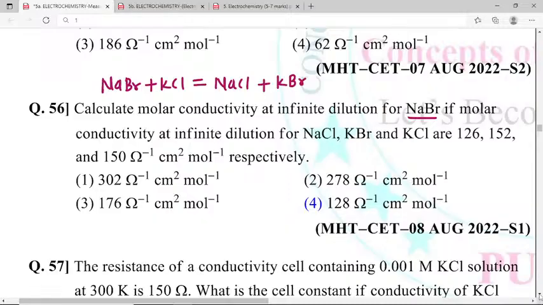So we have to calculate the molar conductivity of NaBr. So lambda naught of NaBr plus KCl. What is the value for KCl? 150 is equal to NaCl. What is the value for NaCl? 126 plus KBr value, how much? 152. First addition then subtraction, we will get the answer 128.